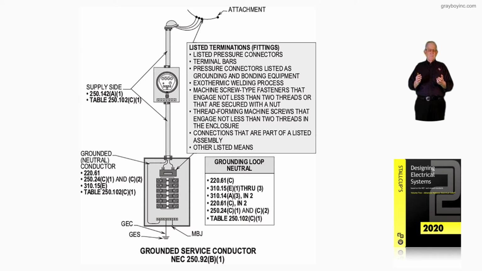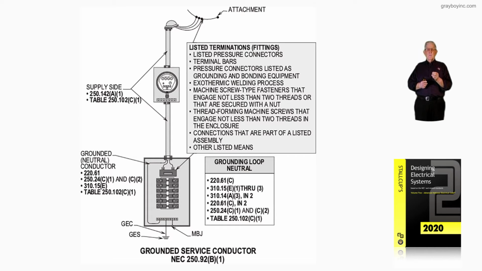310.14(A)(3) informational note 2 is the golden rule for sizing that neutral. And it could be figured at 100% of continuous, non-continuous load, demand factors, or 125% for continuous load, plus the non-continuous loads and with demand factors. And we know that is outlined clearly for us in 220.61(C), as in car, informational note 2.